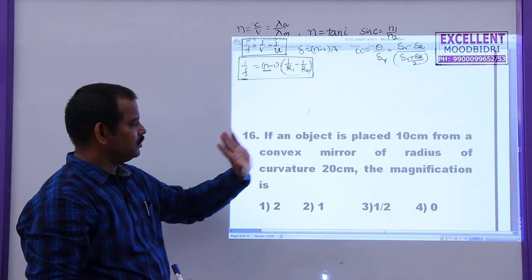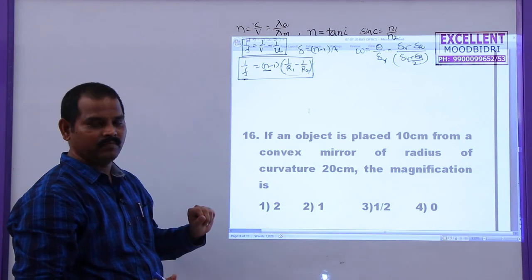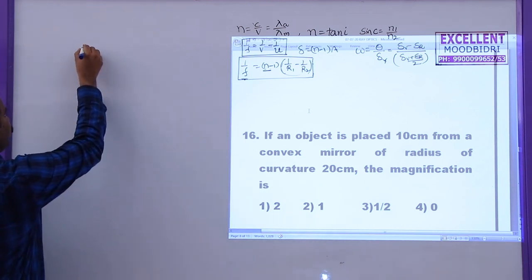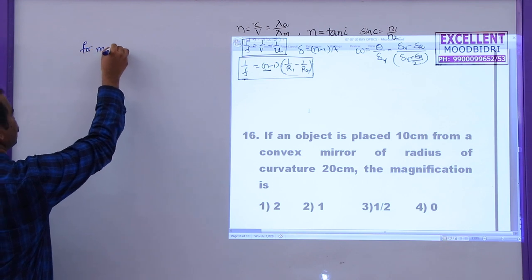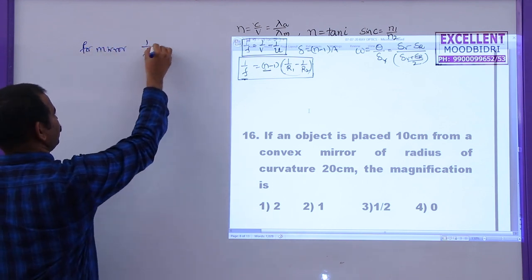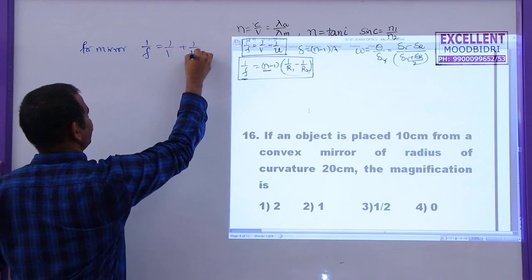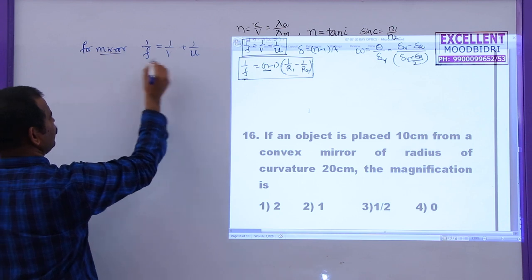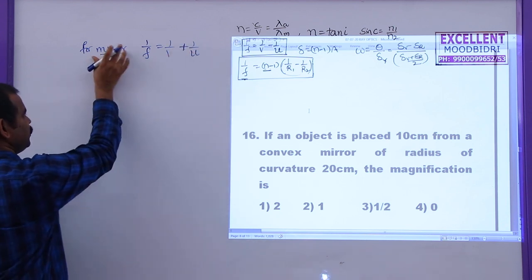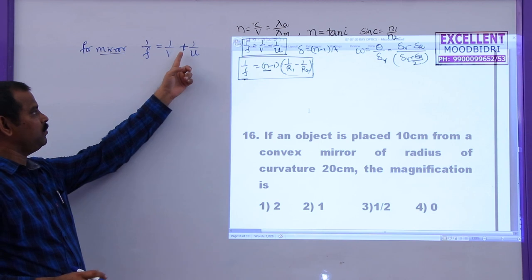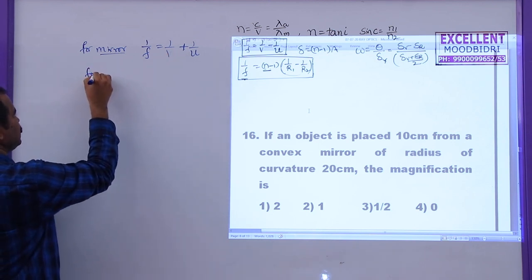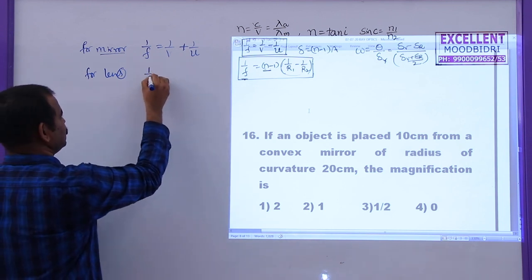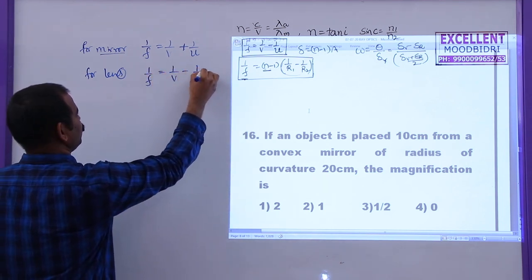If an object is placed 10 centimeters from a convex mirror of a radius of curvature 20 centimeter, what is the magnification? Remember, for a mirror, the mirror formula is 1 by v plus 1 by u. As there are two R's, so we are adding R in this one. So this is R. That means to get this mirror, we are adding 3 R's. That's why plus will come here. For a lens, S is a symbol for subtraction, which is minus. So this 1 by v is 1 by u minus 1 by u.